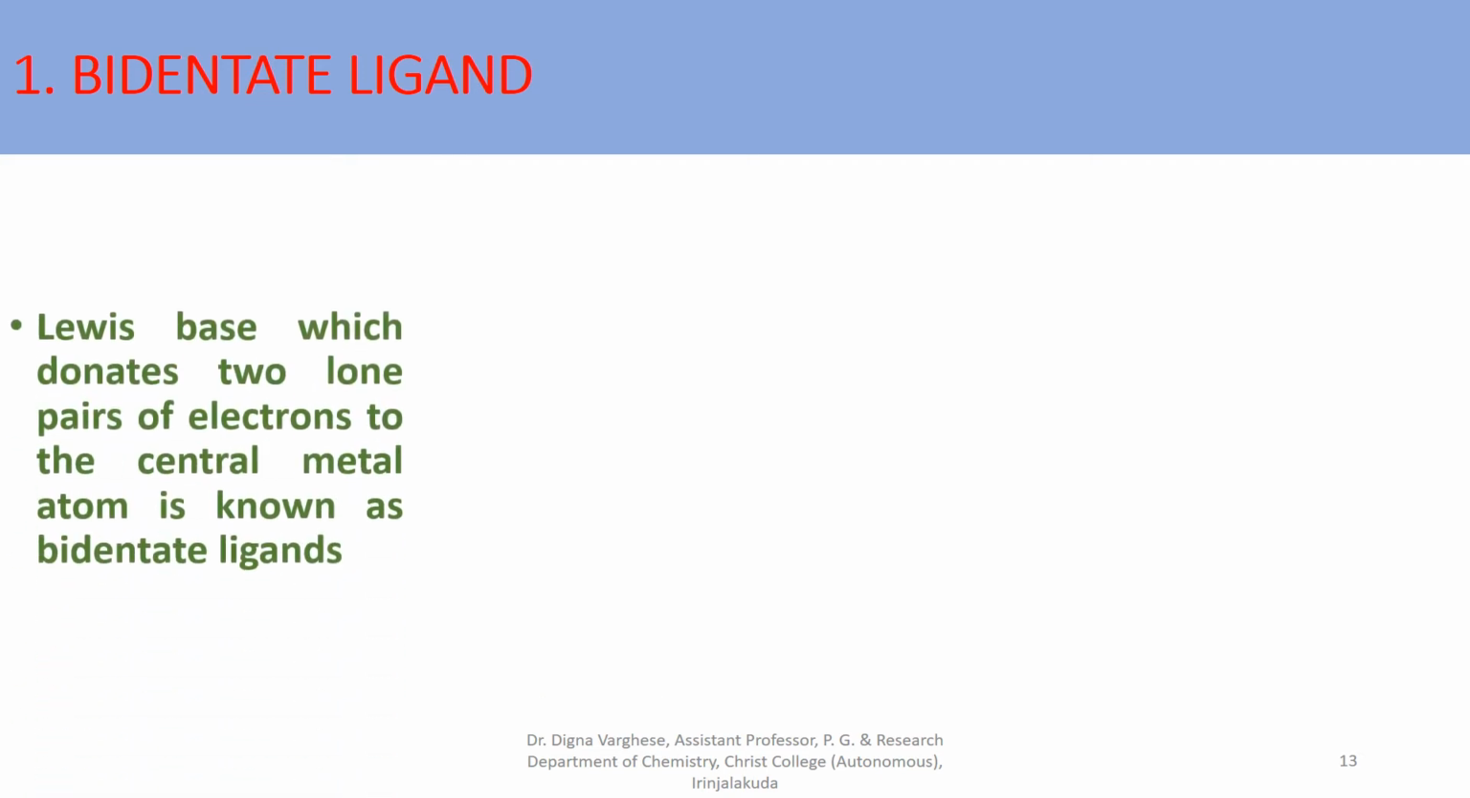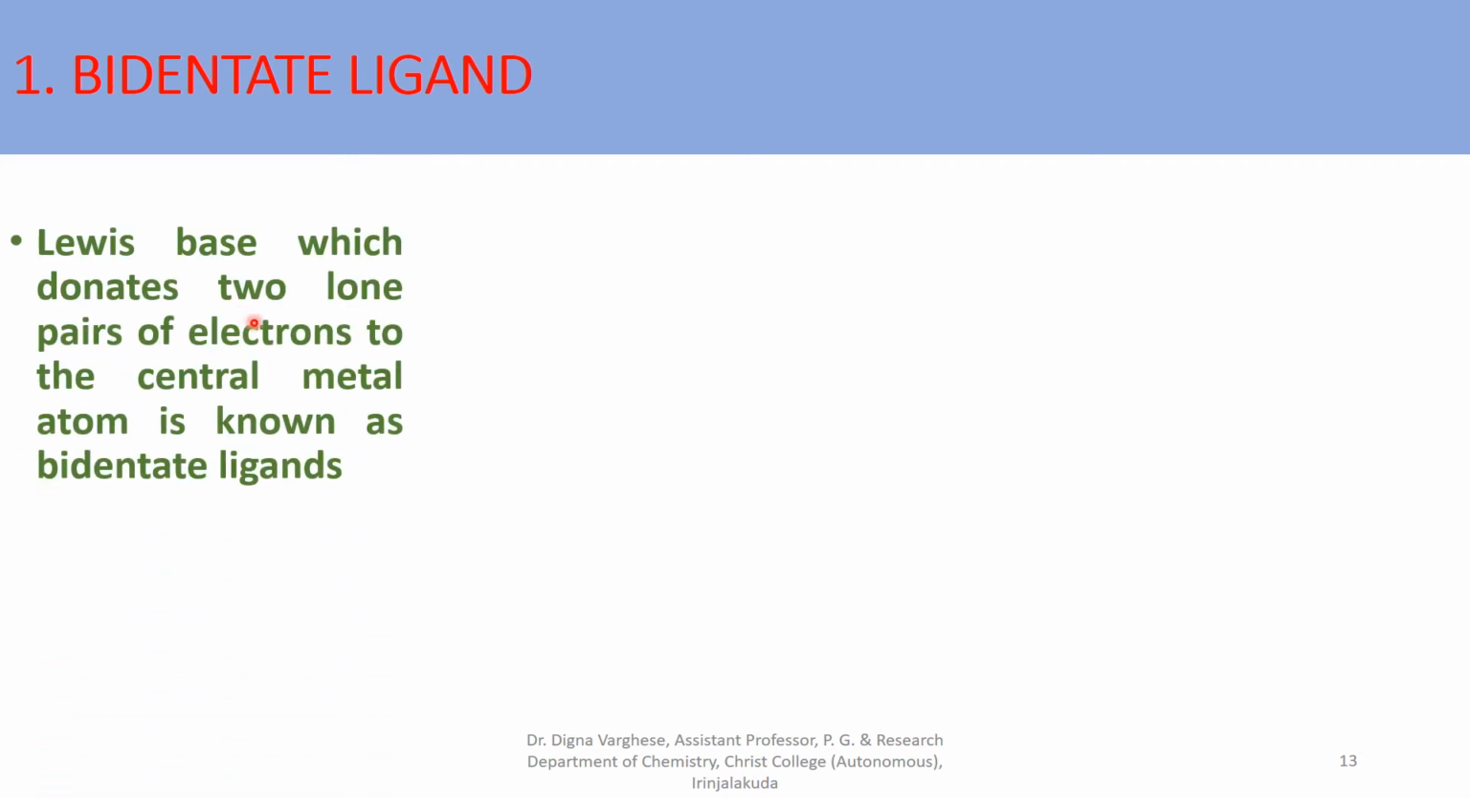First polydentate ligand is the bidentate ligand. In this, a Lewis base donates two lone pairs of electrons to the central metal atom. That means the ligand can donate more than one pair of electrons to the metal atom.